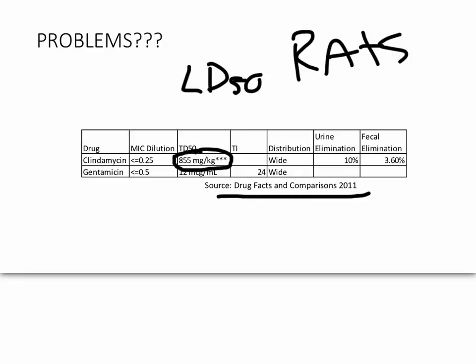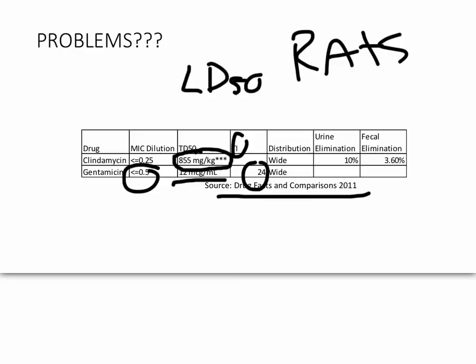Guess what? I can't kill a person. I can kill a rat, no problem. But I don't even want to give people a toxic dose, especially not a lethal dose, so I can't really use that to calculate a therapeutic index. On the other hand, I found gentamicin's toxic dose was 12 micrograms per milliliter in a healthy person. In our case, the minimum inhibitory concentration was less than or equal to 0.5. So gentamicin had a therapeutic index of 24. That's not too bad, I'm saying that because it's a number greater than 1. I really have no idea if 24 is great or not.